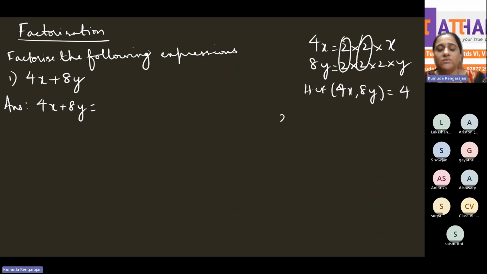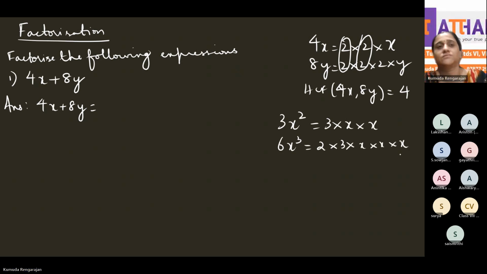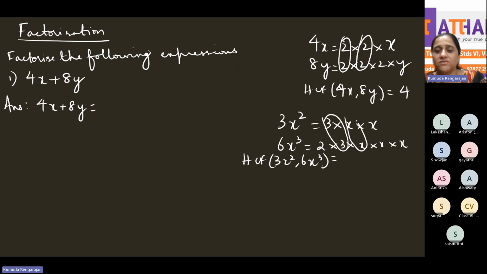So see what is common, supposing we have 3x squared and 6x cubed. 3x squared is 3 into x into x. 6x cubed is 2 into 3, 6 into x into x into x. So what will be the HCF of 3x squared and 6x cubed? 3 is common, and then x is common, another x is common. So 3 into x into x, that is 3x squared, is common, right?